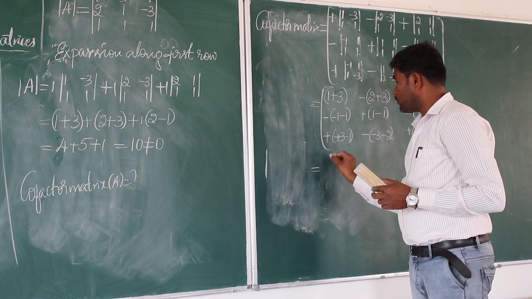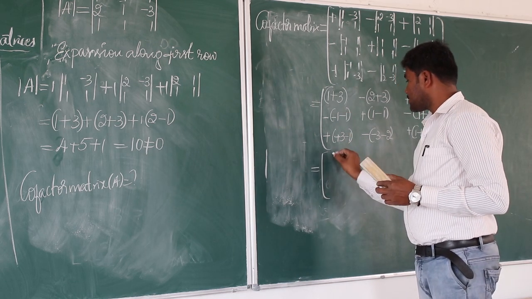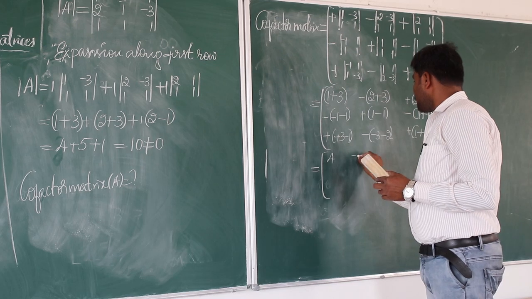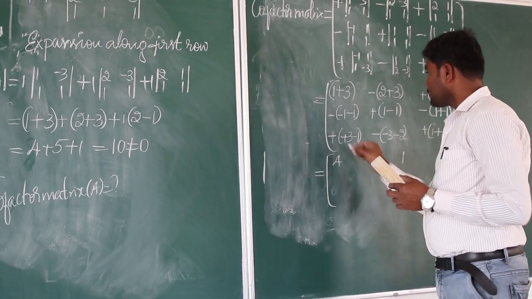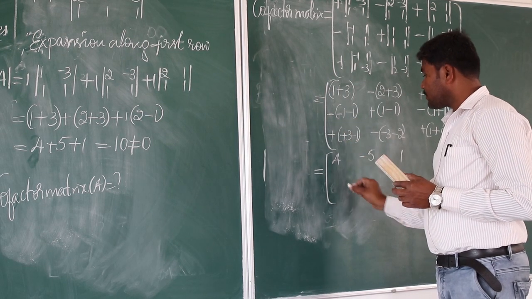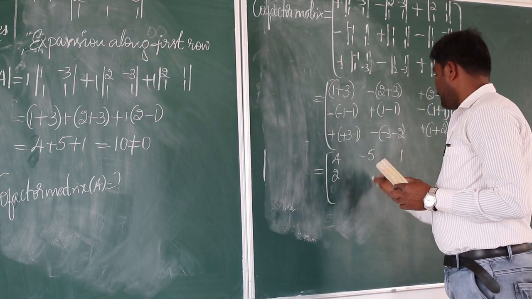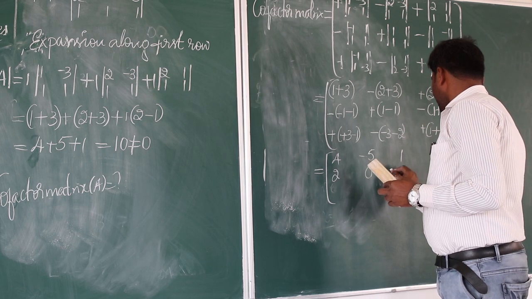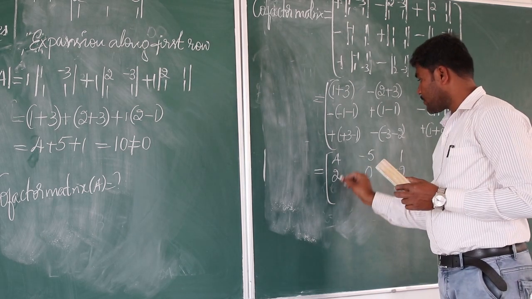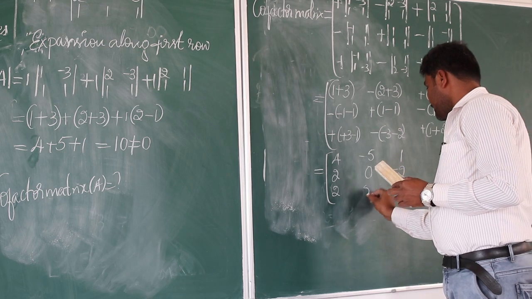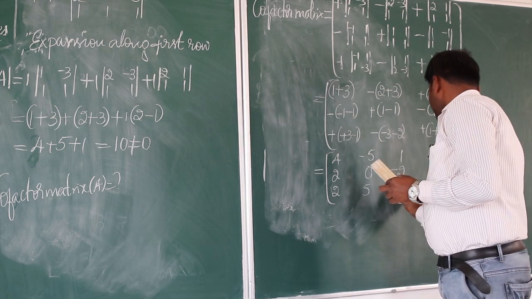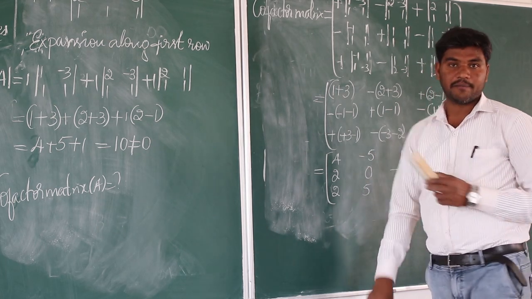That is equal to the cofactor matrix. So 1 plus 3 is 4, minus 2 plus 3, that is minus 5 plus 1. So minus of minus 2 becomes plus 2. 1 minus 1 is 0, so minus 2. Last row elements: minus 3 minus 2 minus 5 becomes plus 5. So 1 plus 2. This is the cofactor matrix.